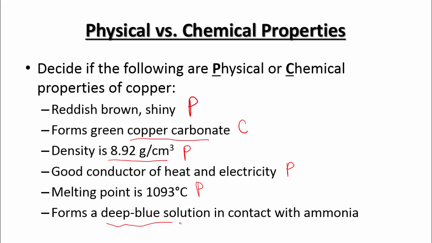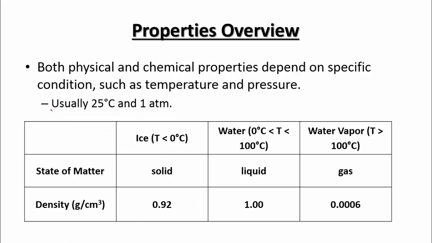Whenever things change color, that's kind of a key there. Changing color probably means a chemical something is happening. In this case, this is a chemical change because we're just talking about the ability to change into something else when it contacts ammonia. All right, good. Lastly, both physical and chemical properties do depend on the specific conditions at which you measure them.